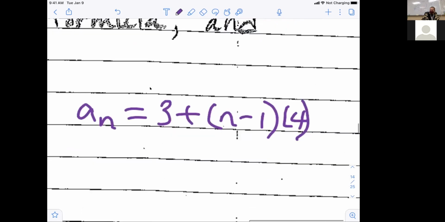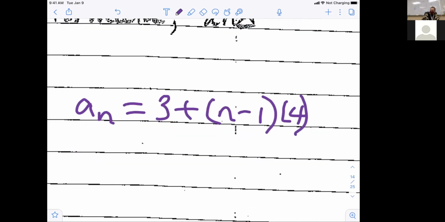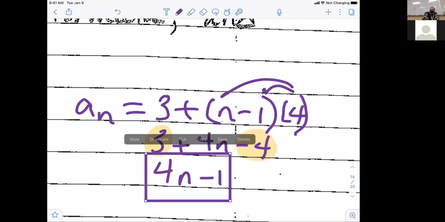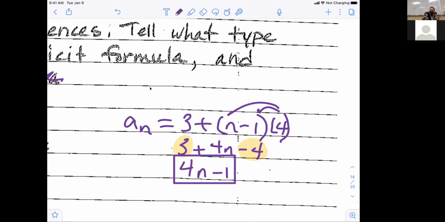So I've got 3 plus n minus 1 times 4. Now, we can rewrite this to make it look prettier. You can distribute your 4 into everything. So I've got 3 plus 4n minus 4. And then we can combine like terms, negative 4 and 3. So nicely, it looks like 4n minus 1. You do not have to do it. You can leave it in the original form. But if it makes you happy to simplify, go for it.